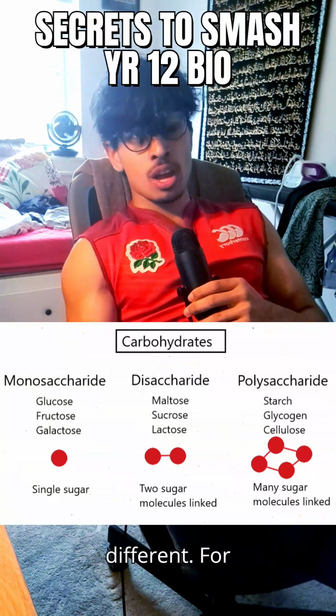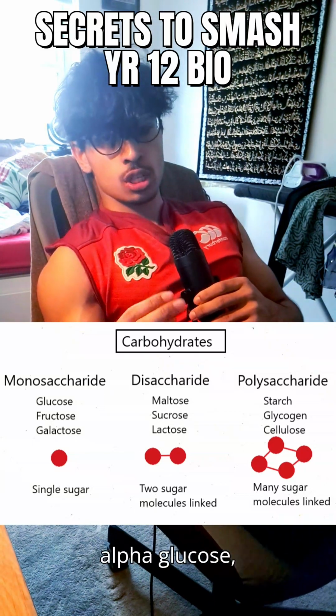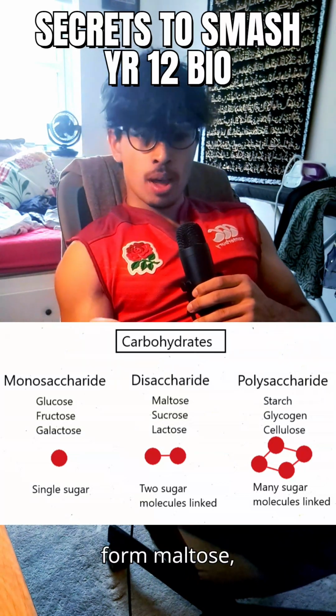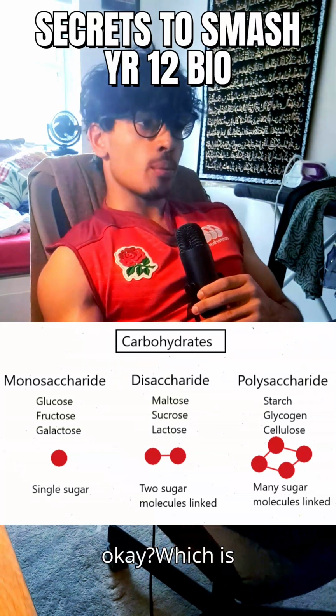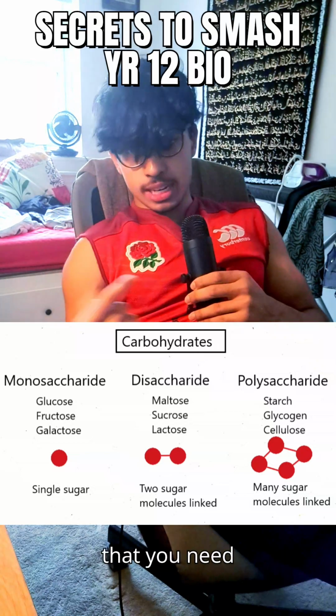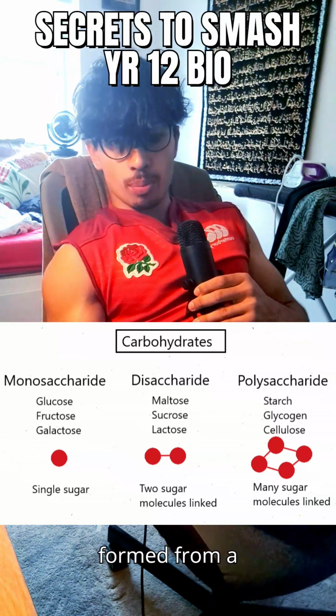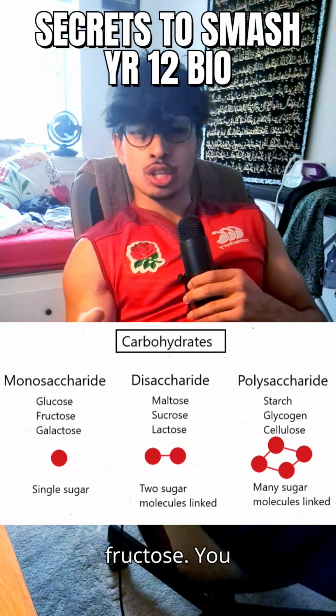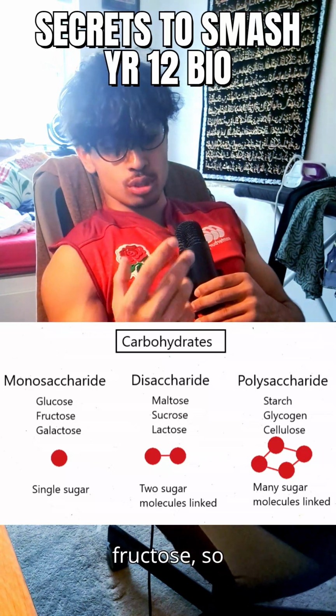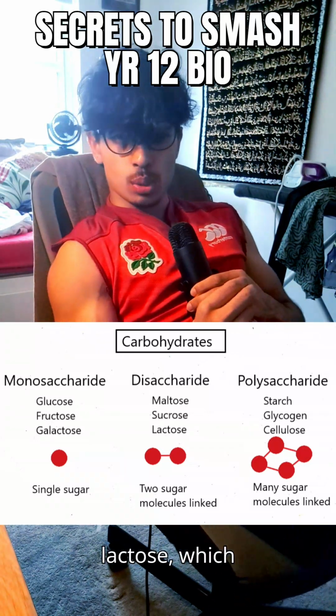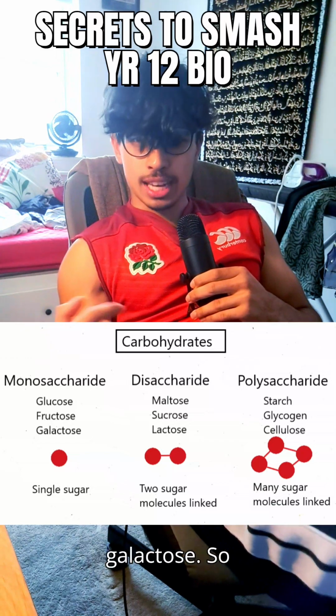They don't actually have to be different. For example, you've got two molecules of alpha glucose which join by a condensation reaction to form maltose, which is a disaccharide. Another disaccharide that you need to know about is sucrose, which is formed from a condensation reaction between glucose and fructose. You don't need to know the structure of fructose, so don't fear. And then also you've got lactose, which is formed from a condensation reaction between glucose and galactose.